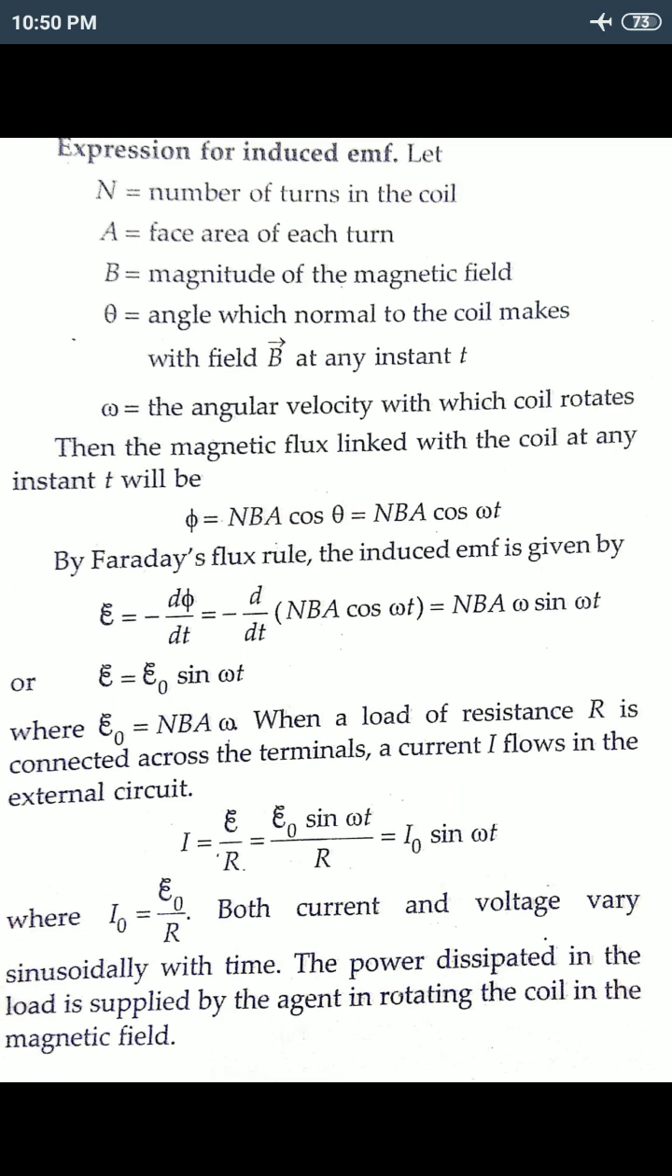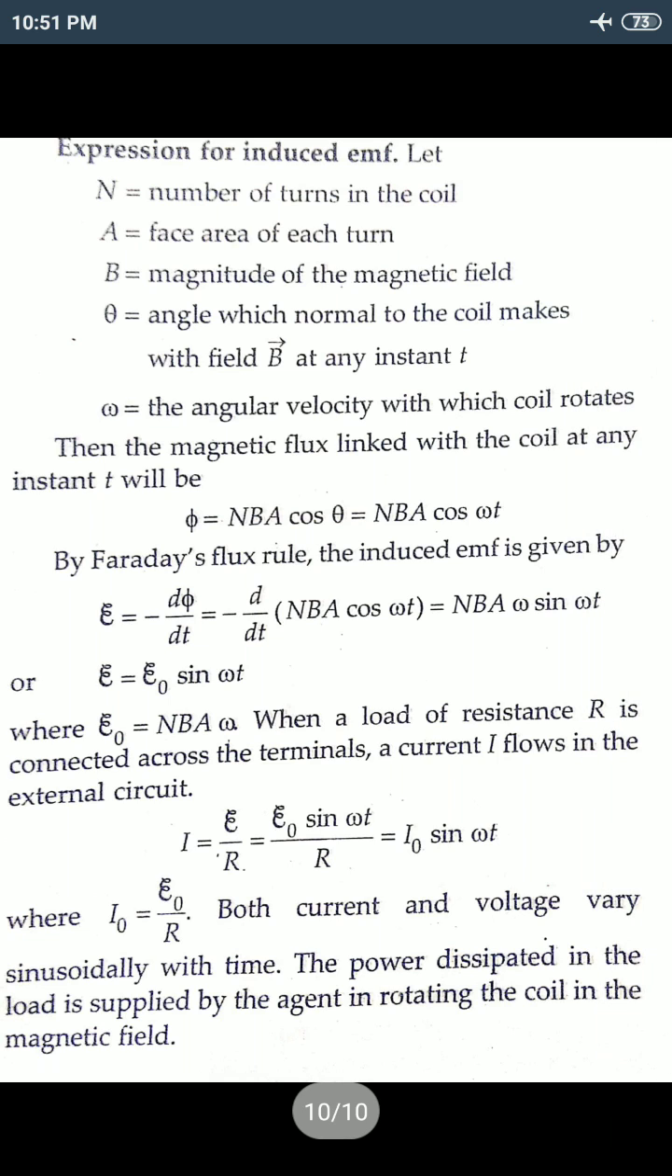So this is the maximum. E naught is the maximum value, the peak magnitude of the EMF. If we want to find the current expression, I equals E by R, that is E0 sin omega t by R. E0 by R gives us I0. So we see that both the voltage or EMF and the current vary sinusoidally with time.